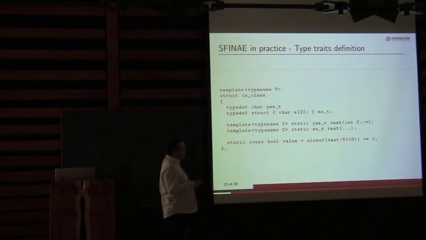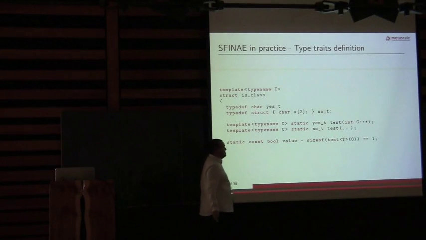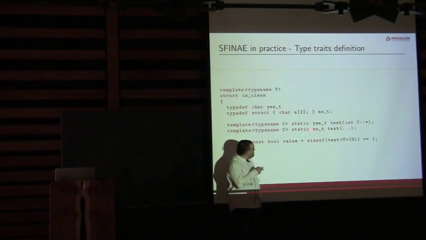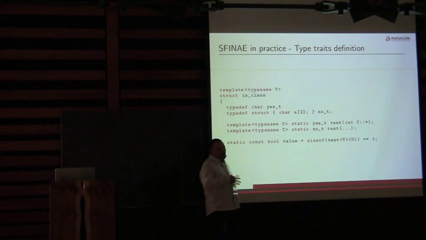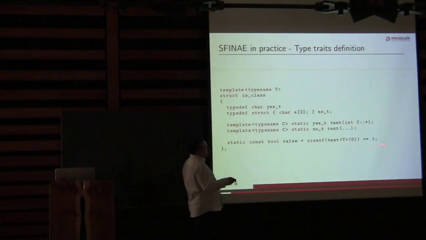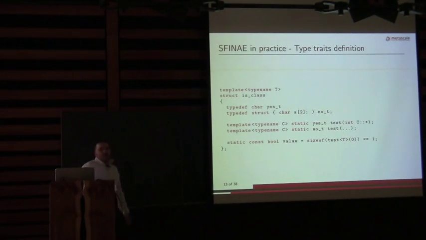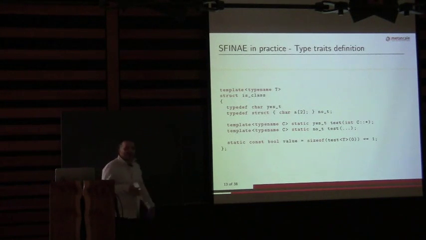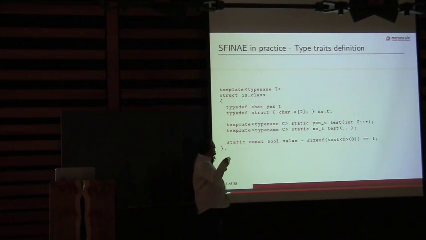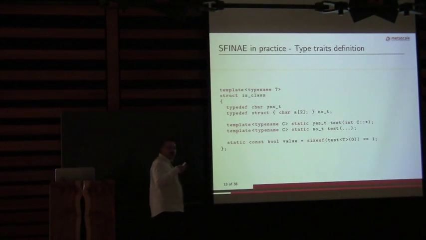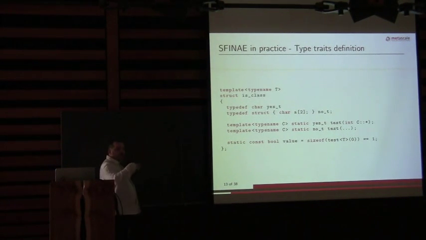So what happens if you actually have a class? This will return a yes type, which commonly has a size of 1, and this will return a Boolean equal to true. And if not, it will go through the other one and return this, which obviously has a size of, let's say, 2 or more, and this will be evaluated to false. This is basically the trick used by I don't know how many type traits in the world. And as long as you can have this function capture something that may fail through SFINAE in the context you want it to fail, you have your discrimination system.